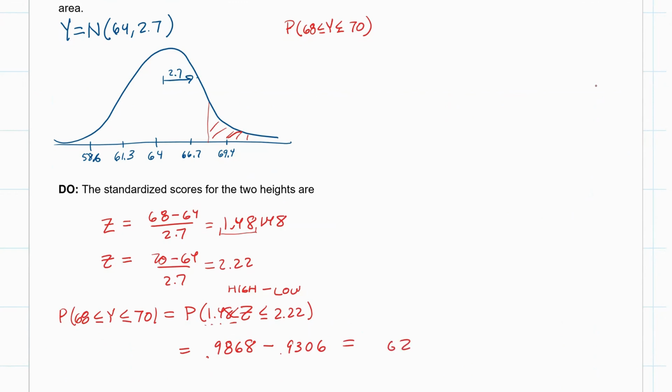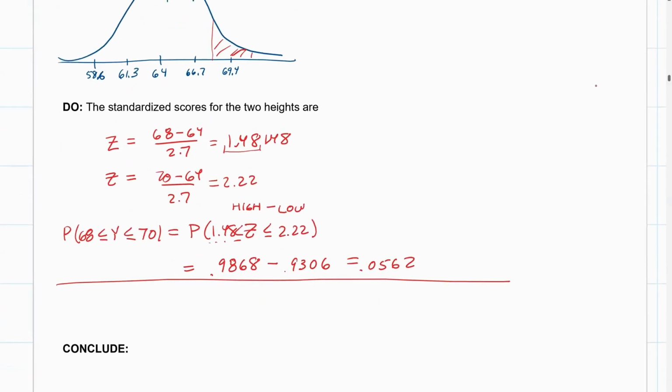Subtracting: 8 minus 6 is 2. 6 minus 0 is 6. 8 minus 3 is 5. 9 minus 9 is 0. So it looks like we've got about a 0.0562 probability of getting a woman between 68 inches and 70 inches tall. Now that's doing it all by hand and using the table.